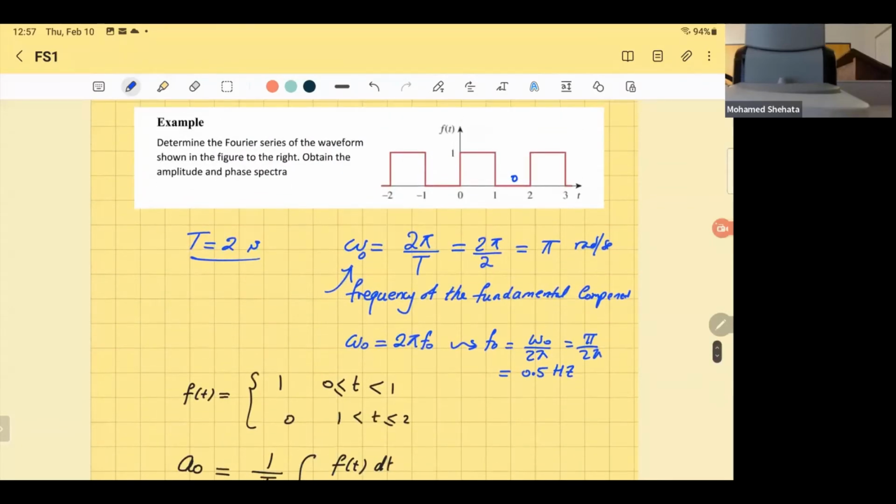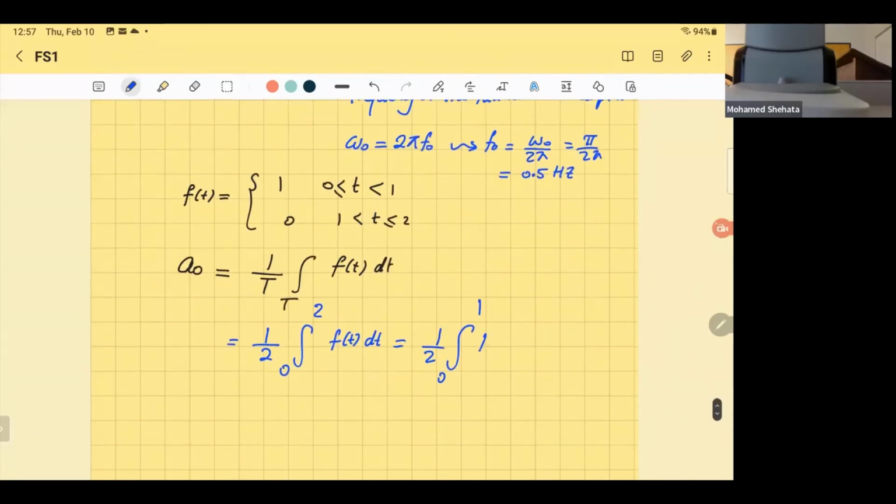What is the function from 0 to 1? 1. Intentionally, I made it very simple. So it will be the integration of 1 dt, equal to 1/2. The integration of 1 is t, and the limit is from 0 to 1. So you will have 1/2 times t, substituting 1 minus 0, so it is equal to 1/2. So the average value is equal to 1/2. The DC component in the signal is equal to 1/2. All right, so we're done with the first term.